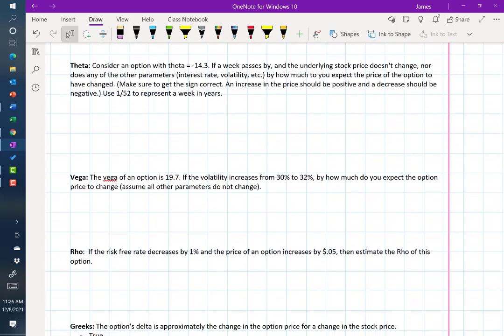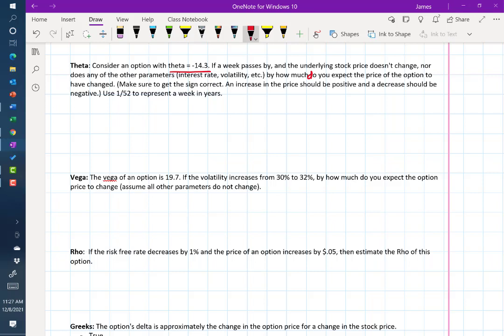Let's move on to the next one, theta. Consider an option with a theta of minus 14.3. If a week passes by and the underlying stock price doesn't change, nor does any of the other parameters, by how much, that should be a do, not a to, by how much do you expect the price of the option to have changed? Make sure to get the sign correct. An increase in the price should be positive and a decrease should be negative. Use 1 over 52 to represent a week in years, okay?